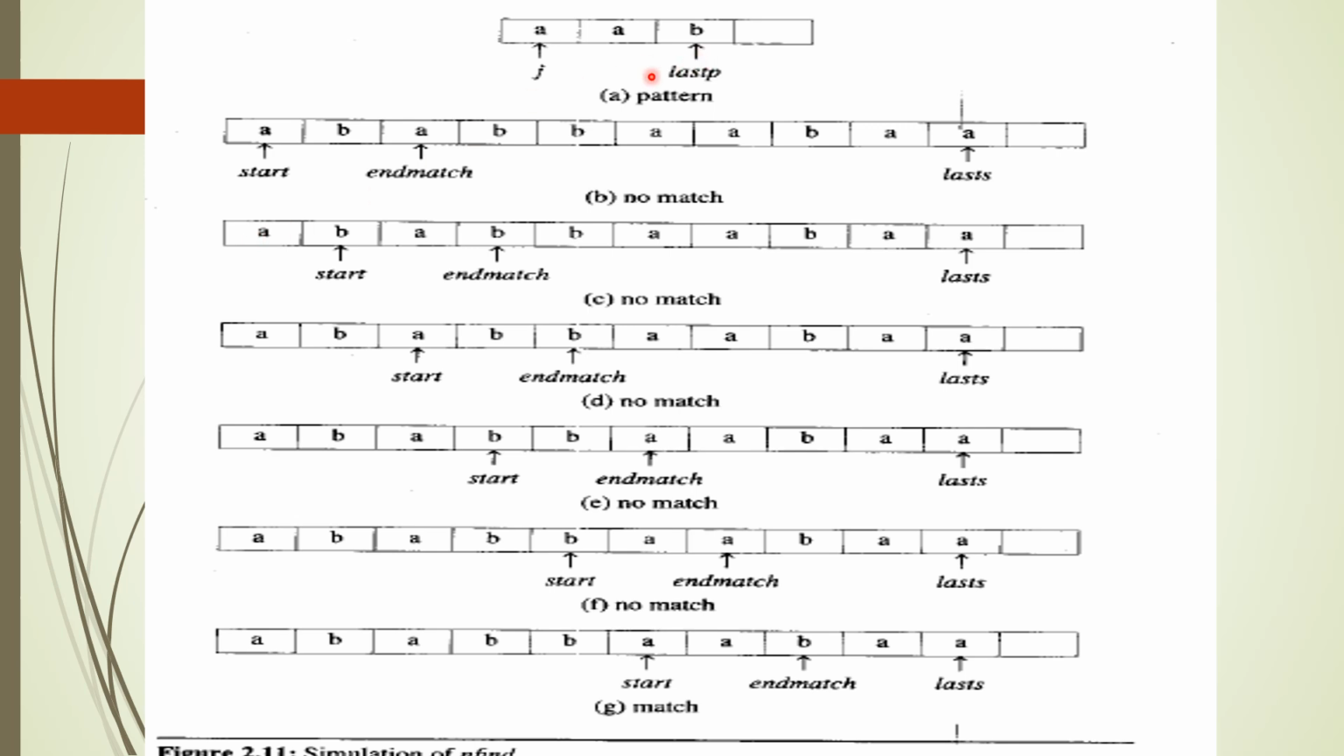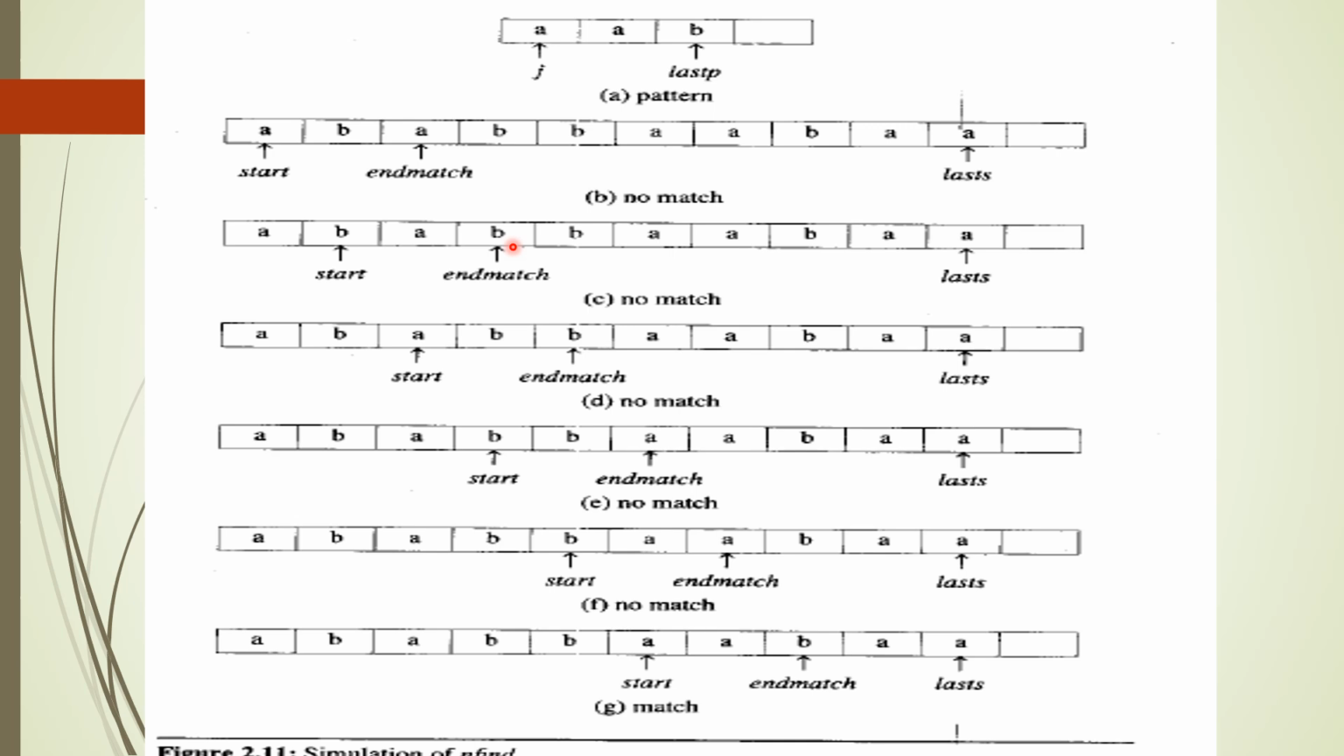So now last P is not matched with the end match. Therefore, I will increment start and end match by 1. So start goes here and end match goes to the next character. There is no change in the value of last S. Now again, I will compare the last character of the pattern with the corresponding character in the text. So there is a match. B is matched with B.